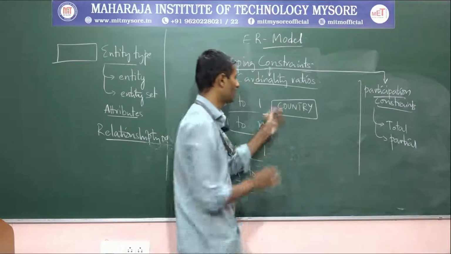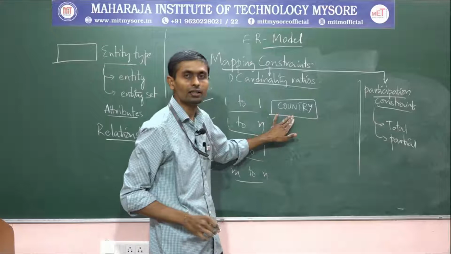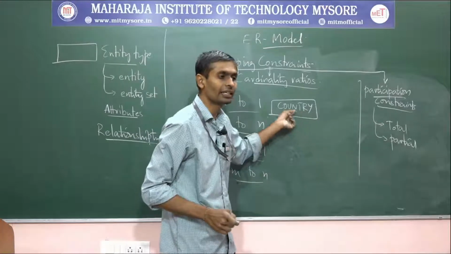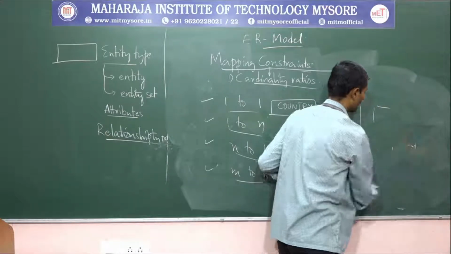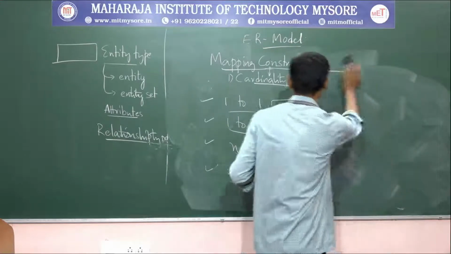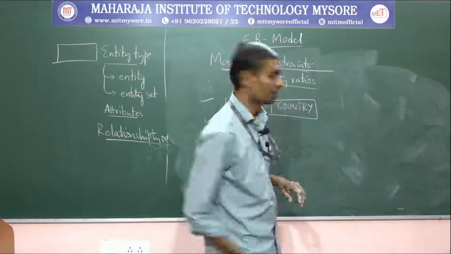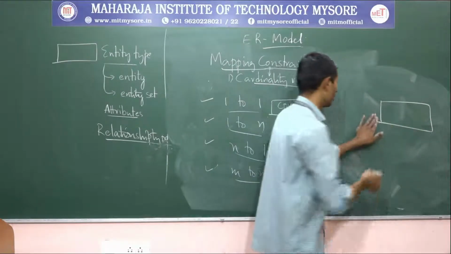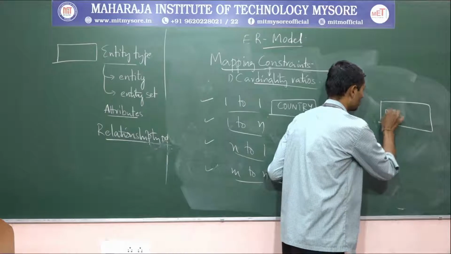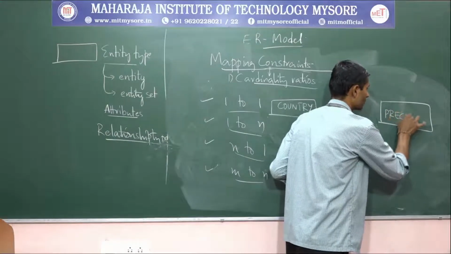Let's assume a country. I always will make use of uppercase letters, especially in writing the attribute and entity type names, right? Then after this, it's all over. Let me take out. Country having presidents or prime ministers, whichever you want, you can take. Let's assume presidents.